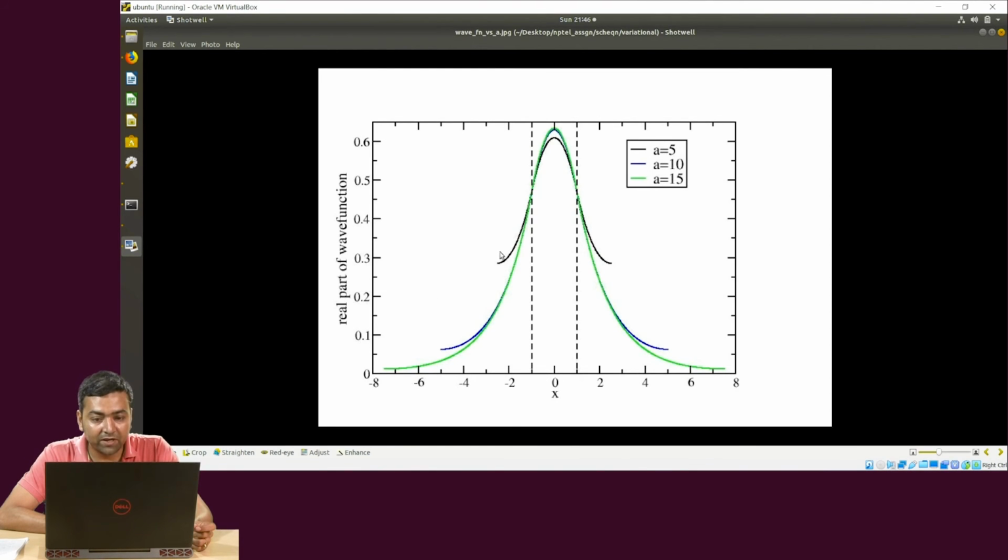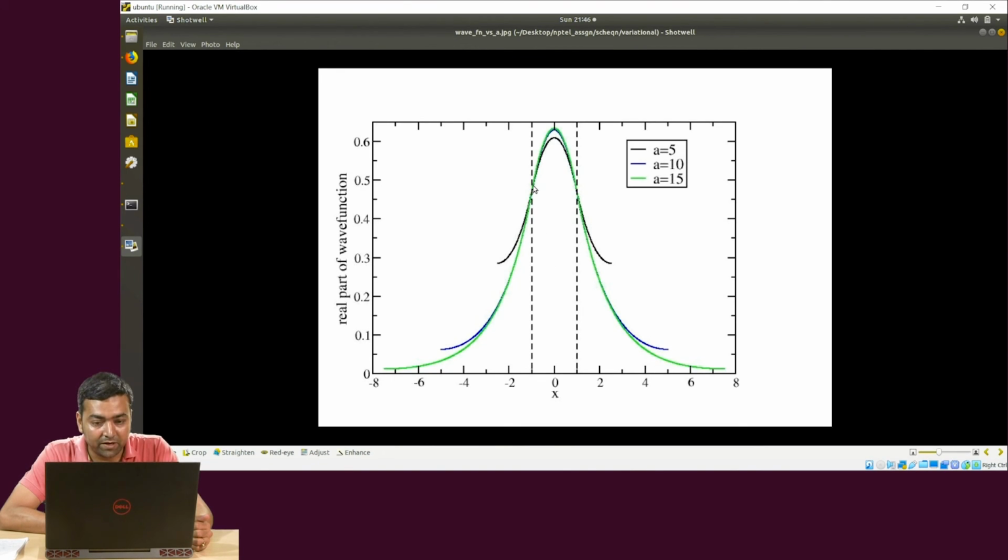Now, I have plotted here the wave function. This is the real part of the wave function, the imaginary part is 0 in this case, as a function of the periodicity of the plane waves which we are using, for 3 values: a equals 5, 10 and 15. What you see is that for a equals 5, your wave function is significantly different from that of a equals 10 and 15, which are the blue and the green lines here.